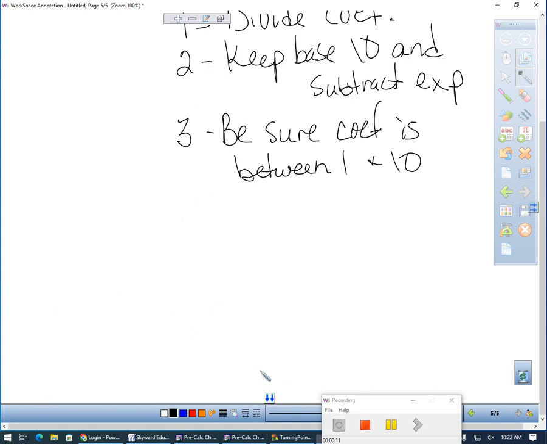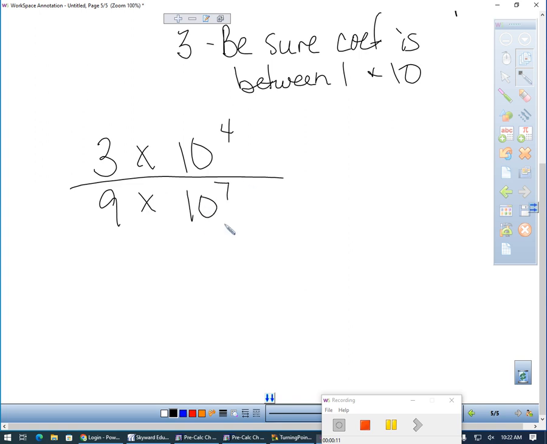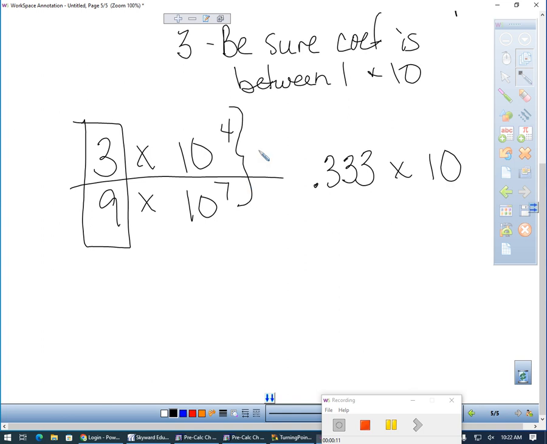All right, so an example of this. If I had, let's say, 3 times 10 to the 4th divided by 9 times 10 to the 7th. Step 1 says divide your coefficient. So we're going to divide 3 divided by 9. 1/3, but what is that as a decimal? 0.3 repeating, right? I'm going to go out like 3 places. Okay? Times 10, I keep my base, and what do I do with my exponent? Subtract them, right? 4 minus 7 is -3.